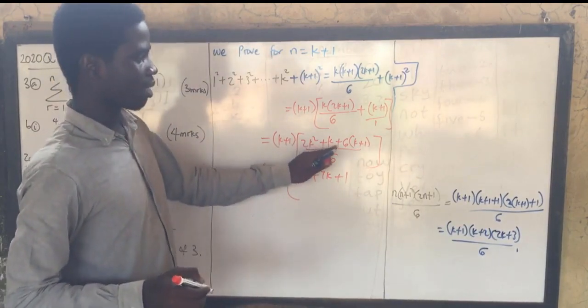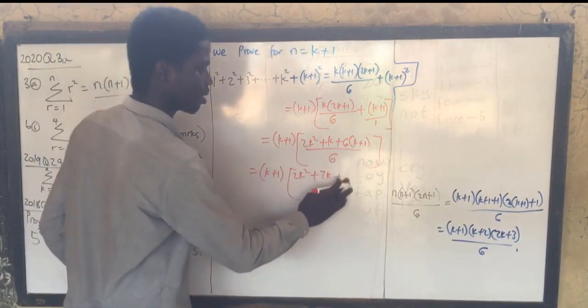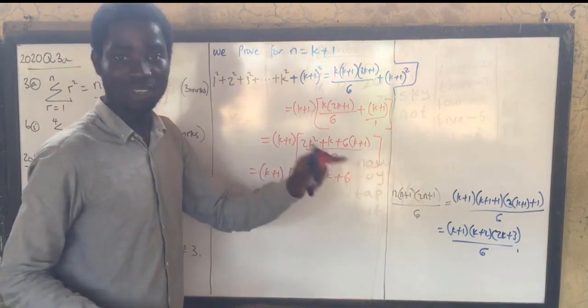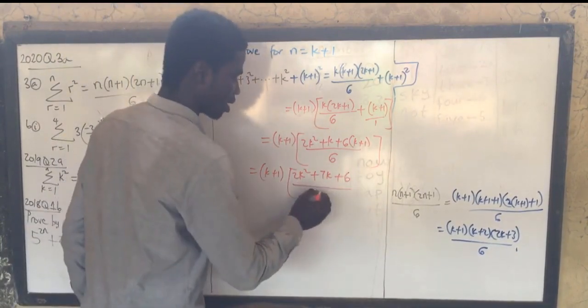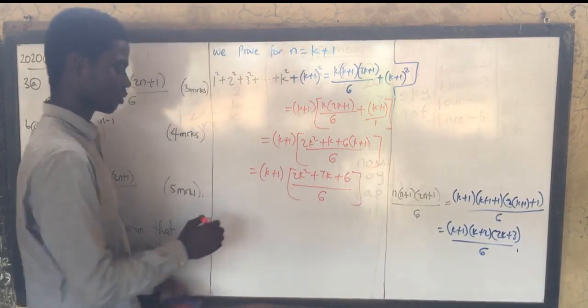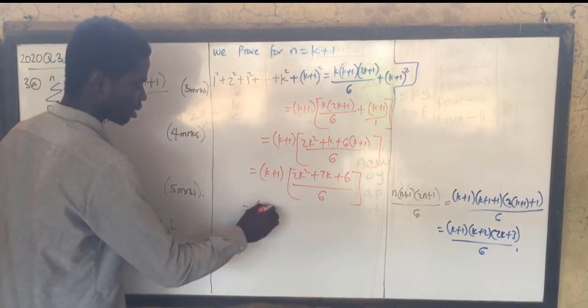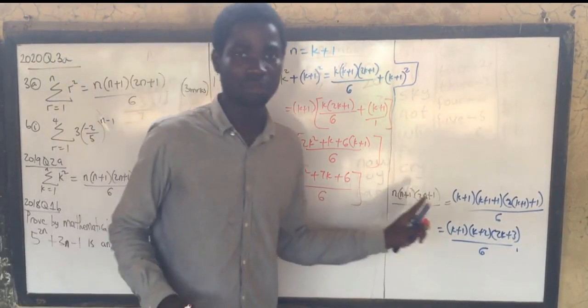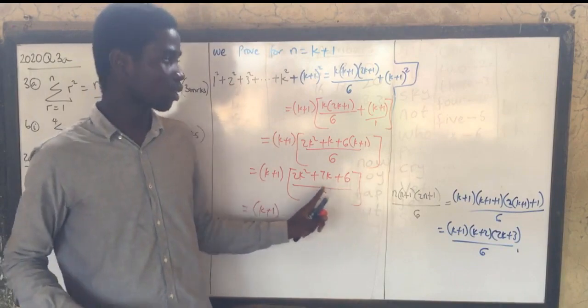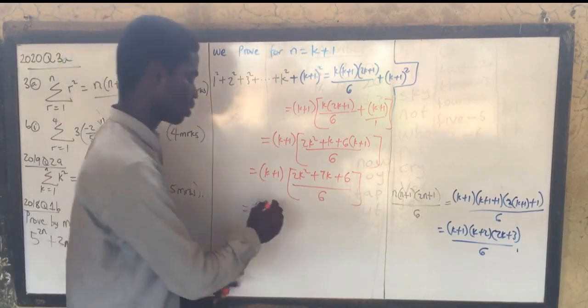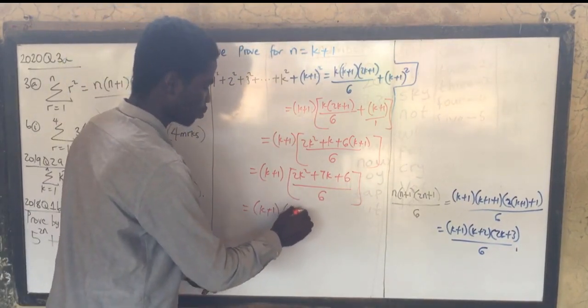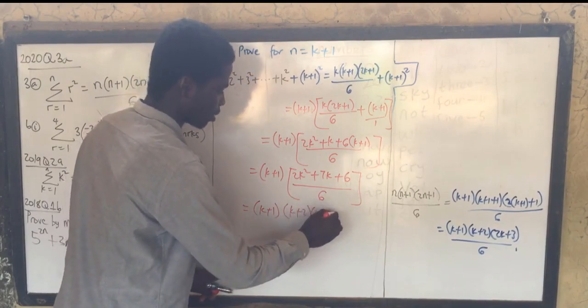2k squared plus k plus 6k plus 6. 6 times 1 will give me 6, all over 6. That is what I'm going to have. So I will factorize what is at the numerator. You have to know how to factorize this. Factorize what is at the numerator. You will see that this will actually give me (k plus 2)(2k plus 3).